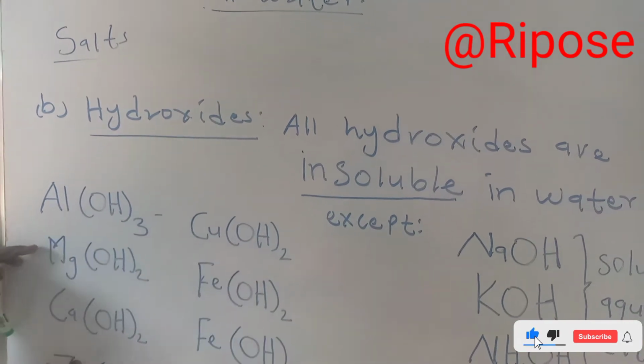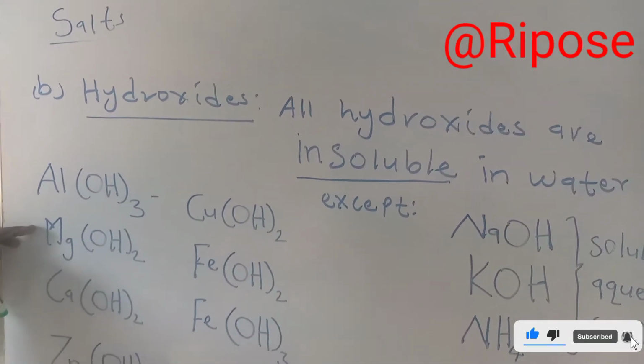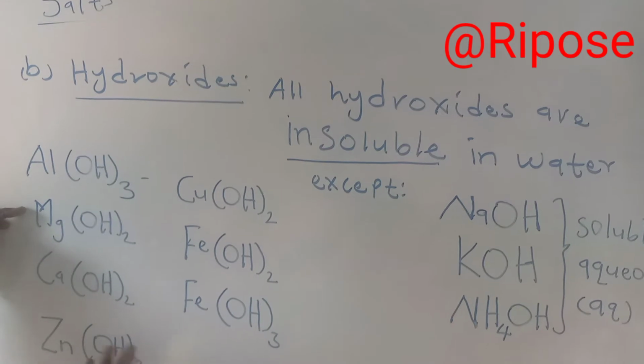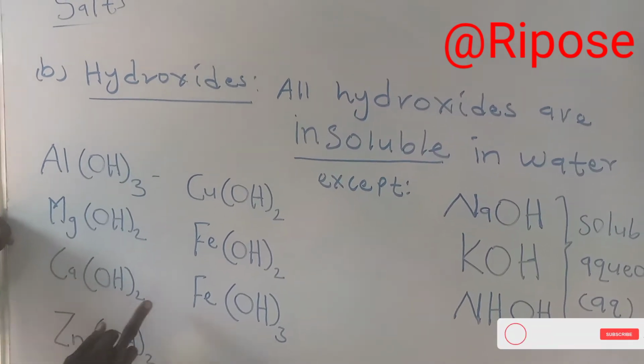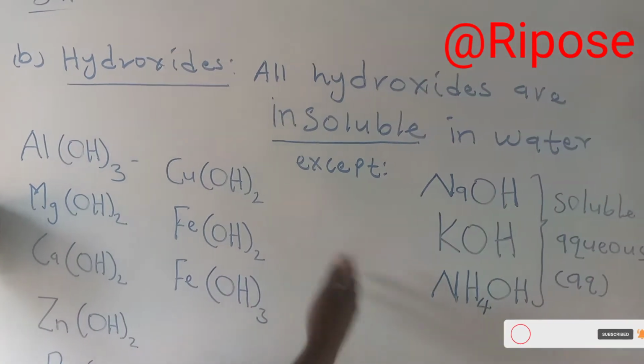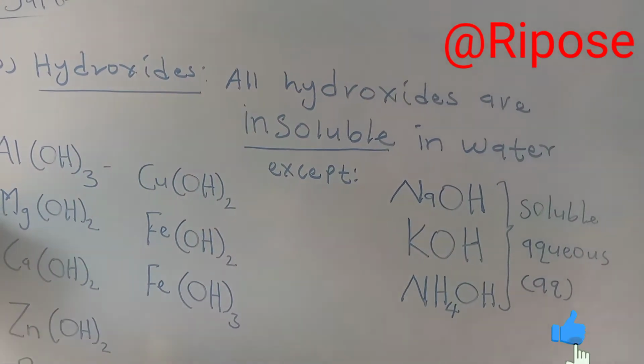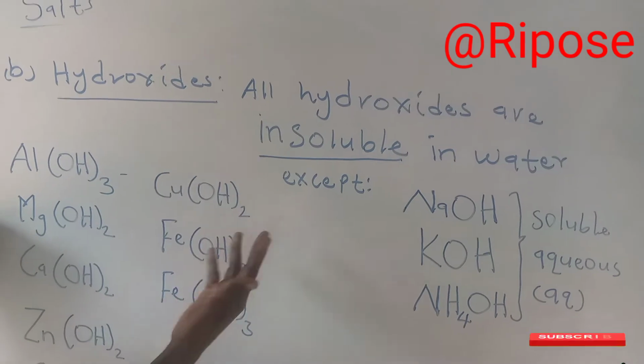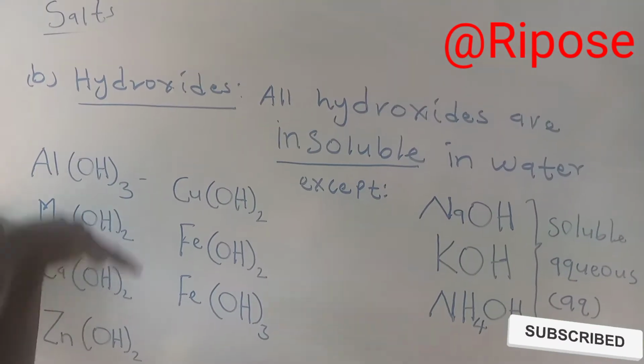These are cations, so it can be any hydroxide. Aluminum hydroxide, we can have zinc hydroxide, calcium hydroxide, iron 2 hydroxide, copper 2 hydroxide, sodium hydroxide, potassium hydroxide, ammonium hydroxide. So we just said hydroxide, meaning salt of hydroxide.